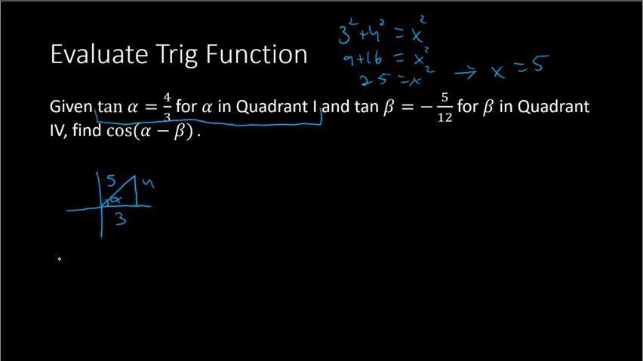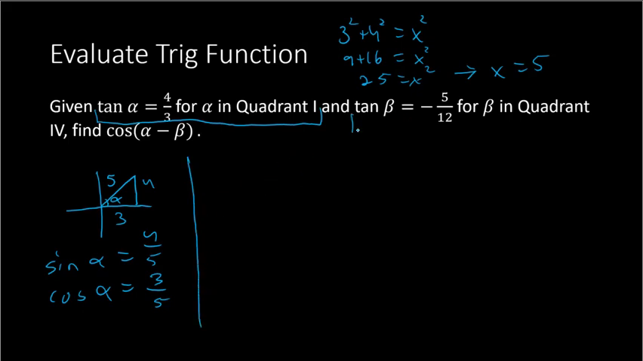So with this information, we can find the sine of alpha. That's equal to opposite over hypotenuse, so 4 over 5. And the cosine of alpha, which is adjacent over hypotenuse, would be 3 over 5. So now we have sine and cosine of alpha. We can now find sine and cosine of beta.